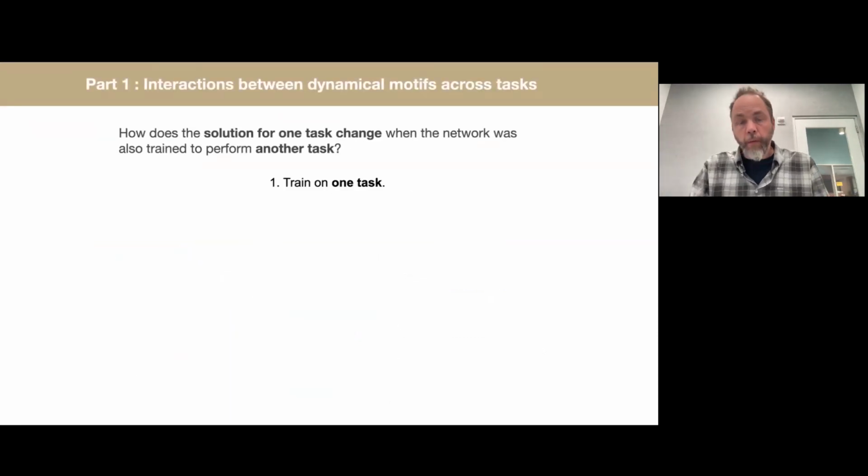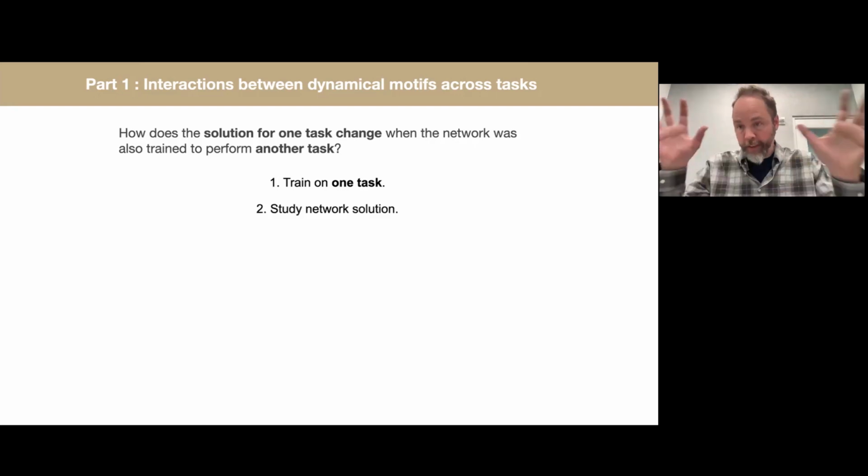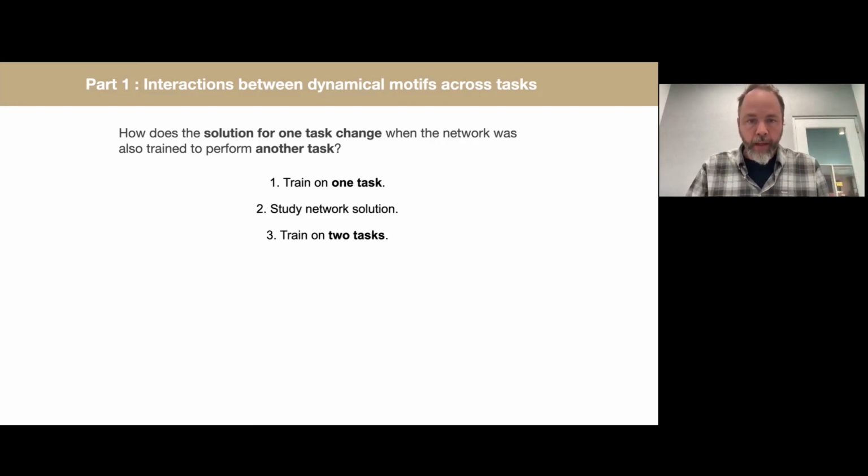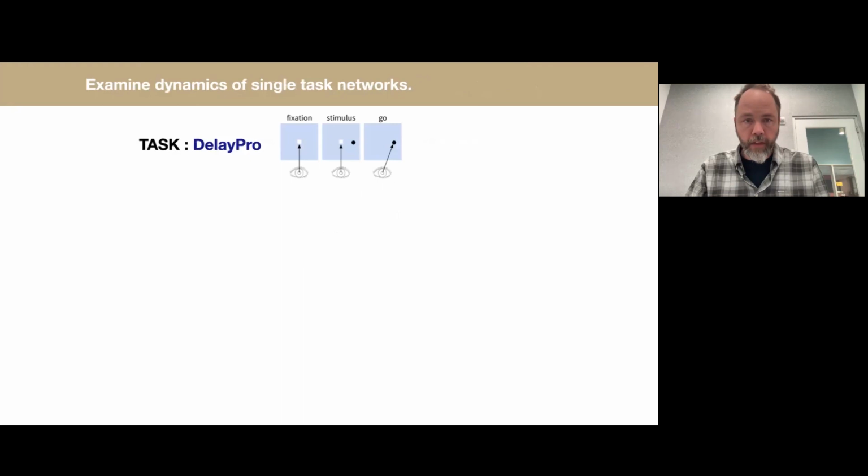So here's what we're going to do. We're going to train an RNN on one task, and then see what happens when you train it on another task, what changed. Okay, and then we'll eventually build out to 15 tasks. So train on one task, study the solution, train on 2 tasks, examine how the network solution changes. Okay, so we're going to start with the easiest task. It's just a pro task.